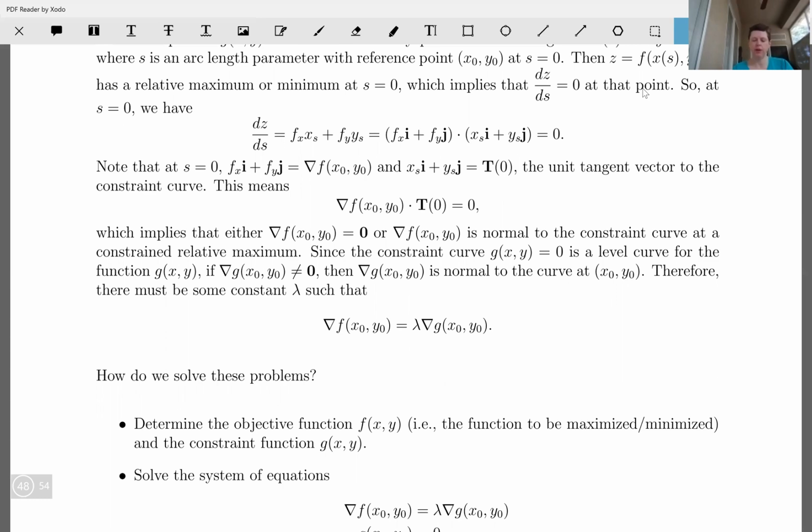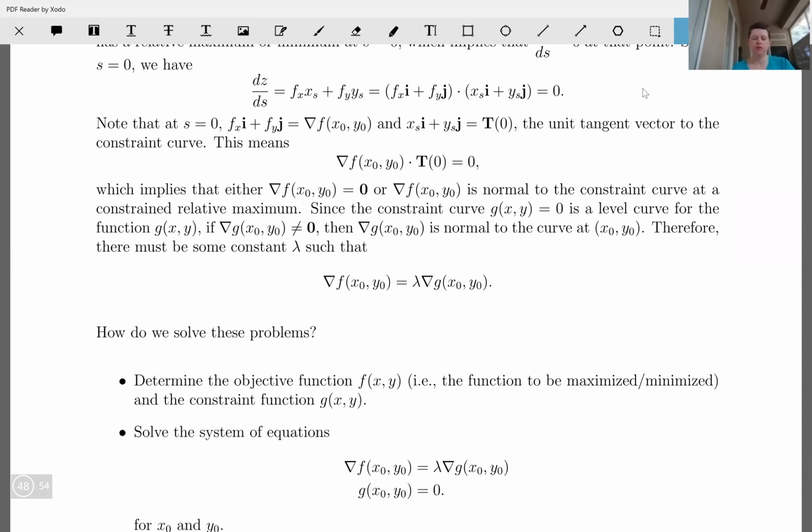But the constraint curve g(x,y) = 0 is a level curve for the function g(x,y). Remember what a level curve is from earlier. So if the gradient of g is not the 0 vector, then the gradient of g is going to be normal to the level curve at (x0, y0). And so since both of these gradients are normal to the level curve, they have to be constant multiples of each other.